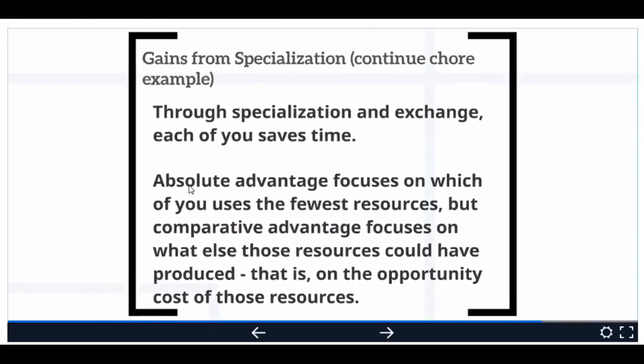Absolute advantage focuses on which of you uses the fewest resources, but comparative advantage focuses on what else those resources could have produced. That is, on the opportunity cost of those resources.